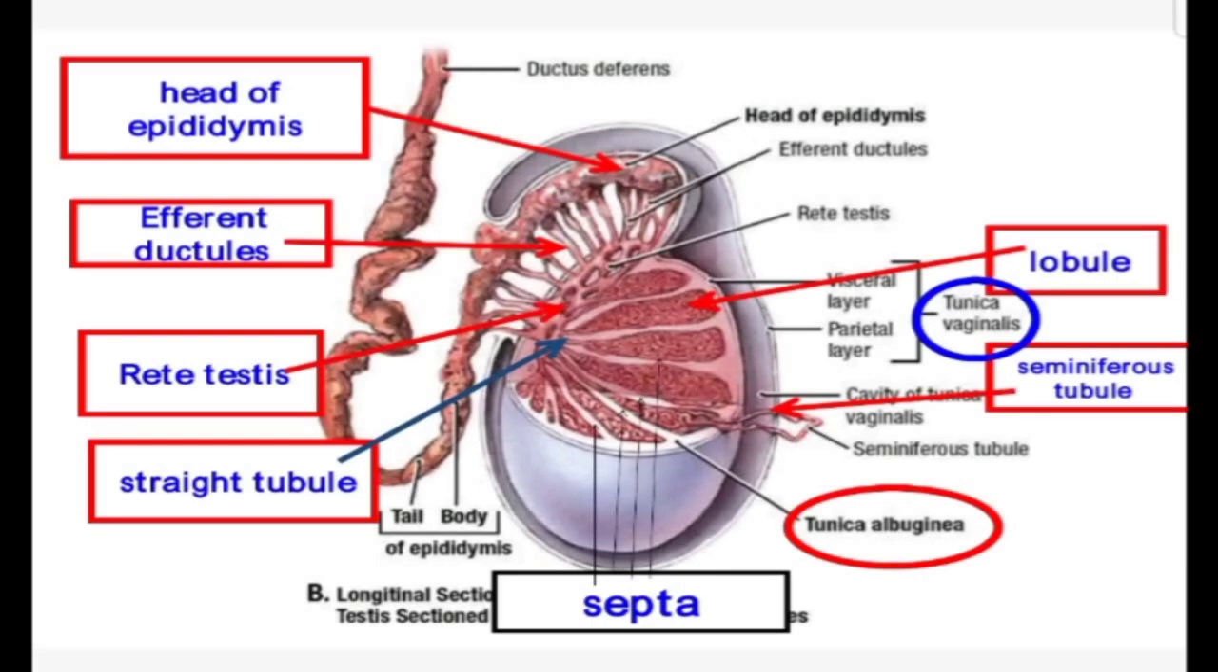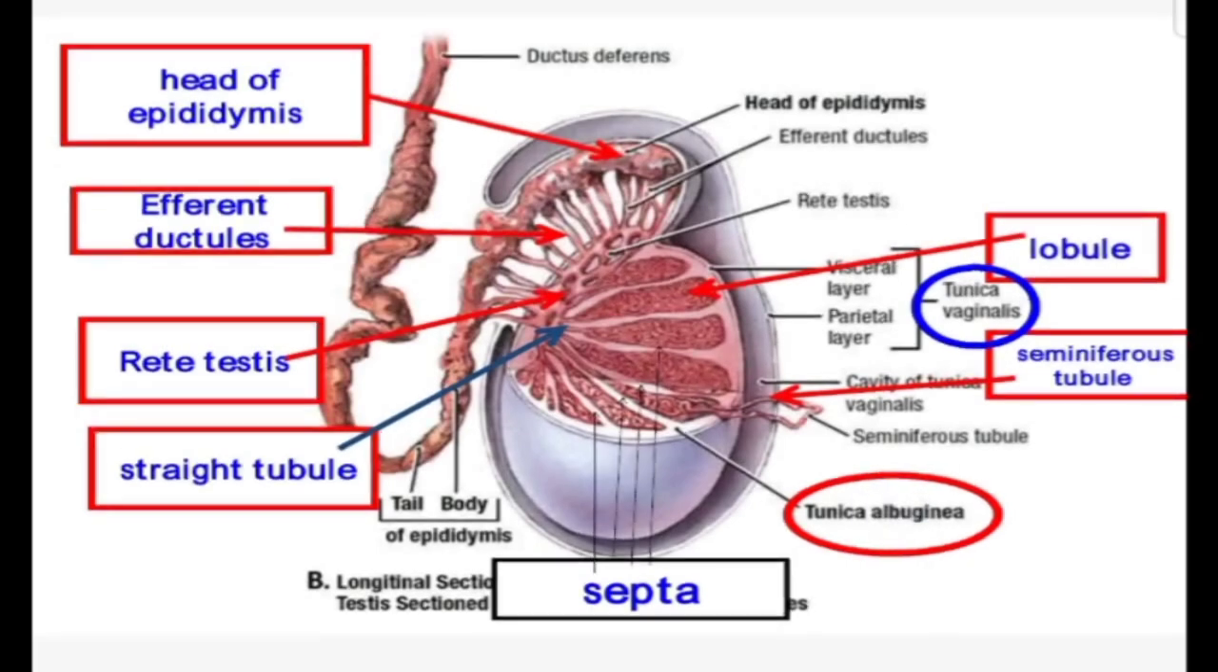Also, you can identify the tunica albuginea, which is white. It is a very thick capsule, and it surrounds the part of the testes. Then there is the tunica vaginalis.